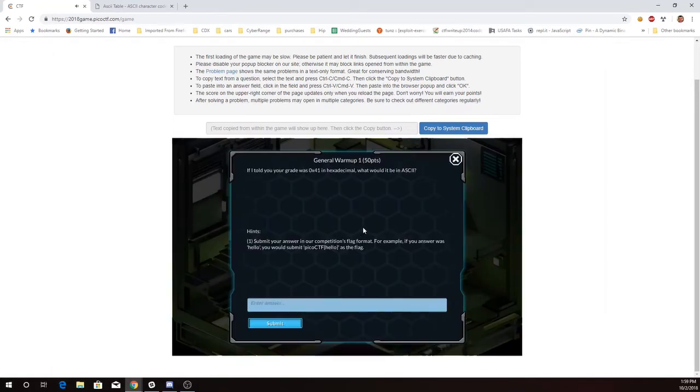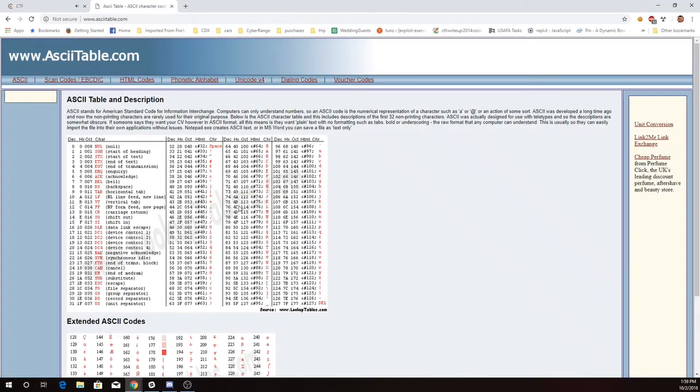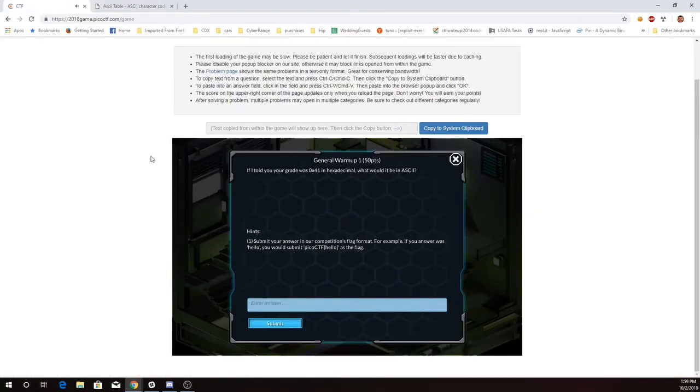If I told you your grade was 41 in hexadecimal, what would that be in ASCII? Let's look at the ASCII table. 41 in hexadecimal is capital A.